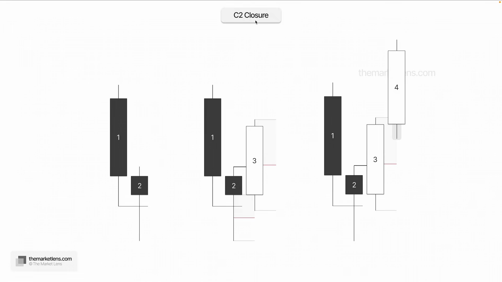So firstly, let's go over a candle 2 closure. What is a candle 2 closure? It is simply when candle 2 closes back inside of candle 1's range. Once we have that closure, we mark out equilibrium of the previous candle's range, wanting to see the upper half of that range support price higher and form the low of candle 3.